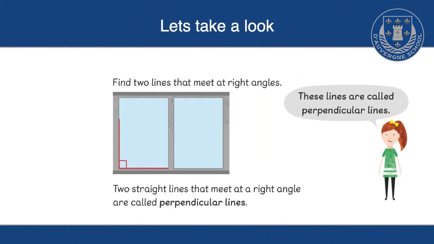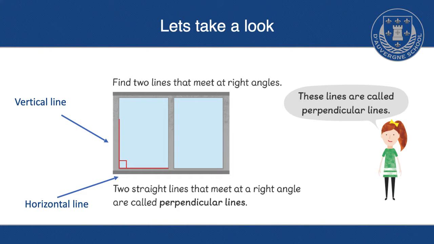Okay, so if we have a little look, this will help us know what a right angle is and how to find one. And then we'll go back to the InFocus question in a moment. So it says, find two lines that meet at a right angle. So if we have a look at this line, it's a vertical line, so that's going up. And we've got a horizontal line that goes across.